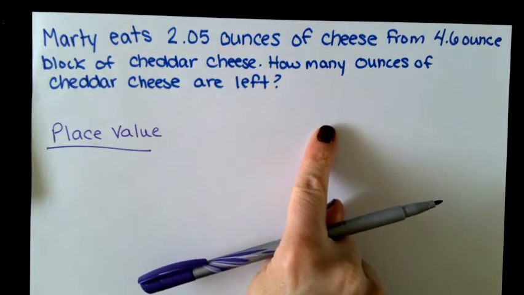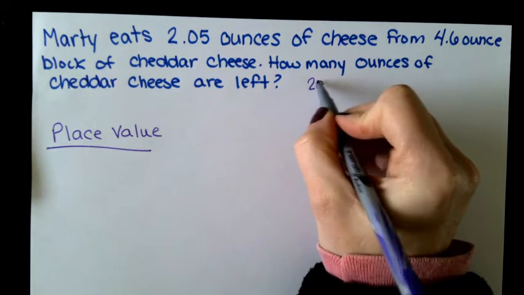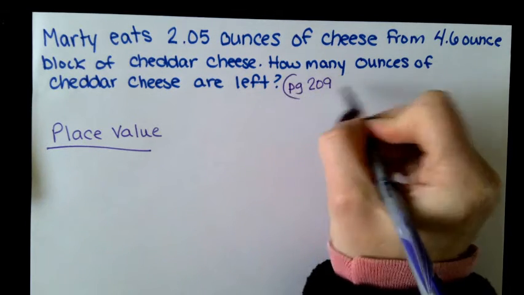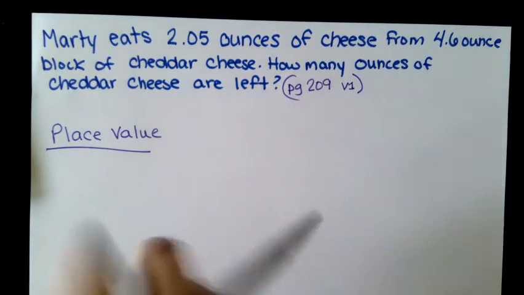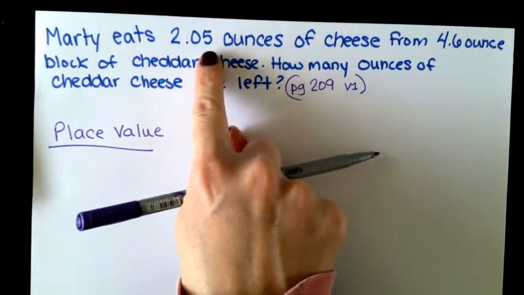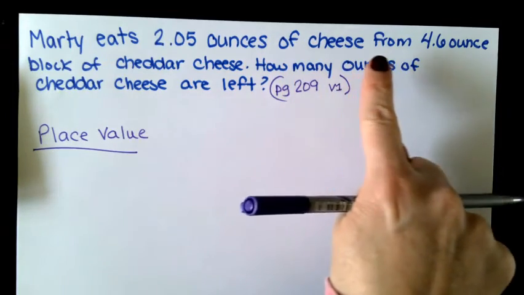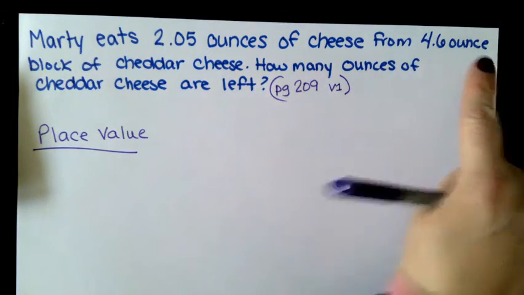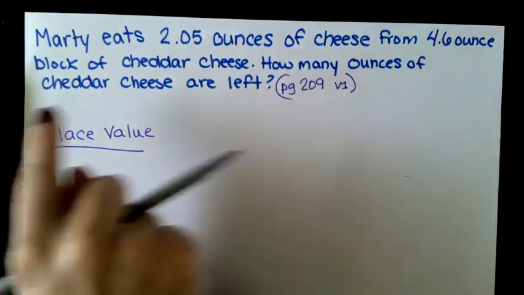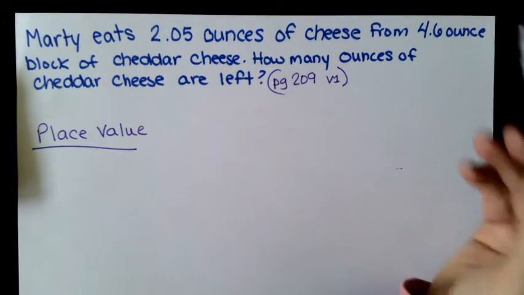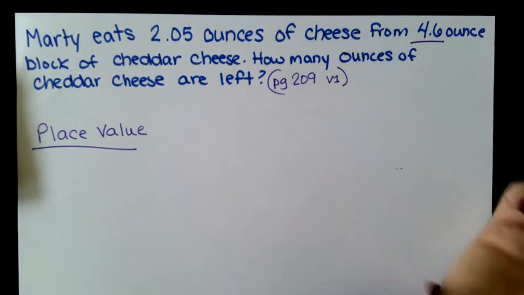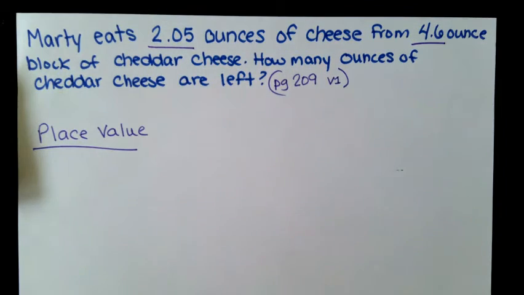This problem is actually on page 209 in your volume 1 workbook. So if you want to follow along, you totally can. But this problem says Marty eats 2 5/100 ounces of cheese from a 4 6/10 ounce block of cheddar cheese. How many ounces of cheddar cheese are left? So I started with the 4.6 and somebody ate 2 and 500ths. So when you are taking something away, that's when I know I need to subtract.